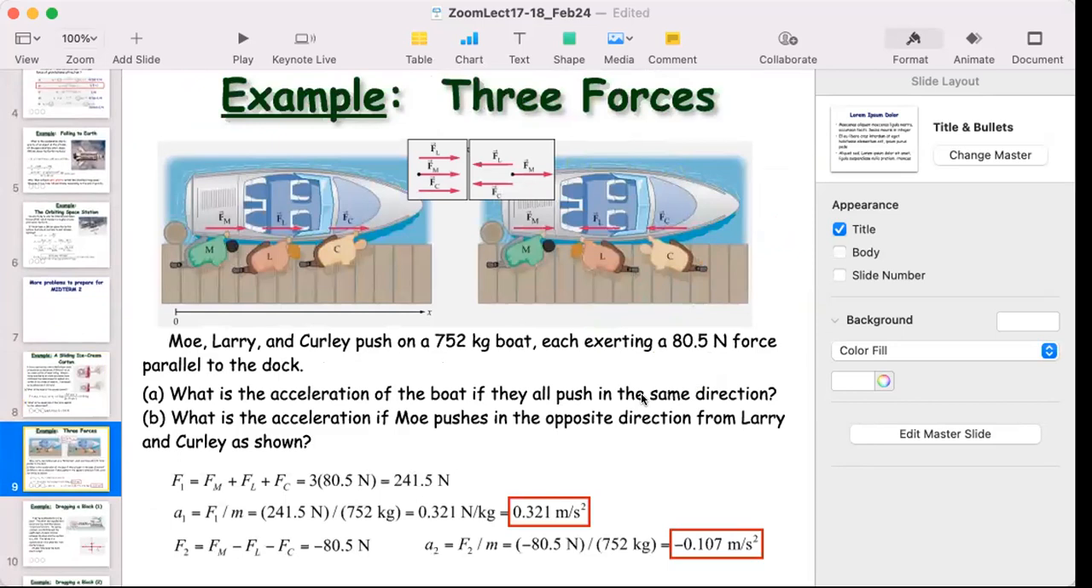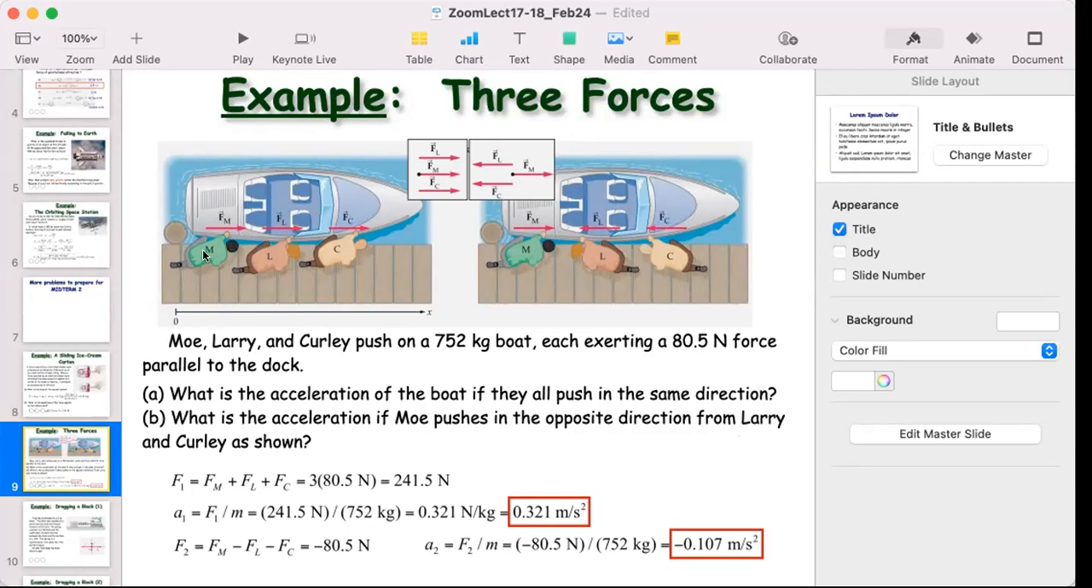So now we have another example. Here we have 3 people, Mo, Larry, and Curly, that push on a 72 kilogram boat, each exerting an 80.5 Newton force parallel to the dock. And you see them here. So what is the acceleration of the boat if they all push in the same direction? And what is the acceleration if Mo pushes in the opposite direction from Larry and Curly as shown?